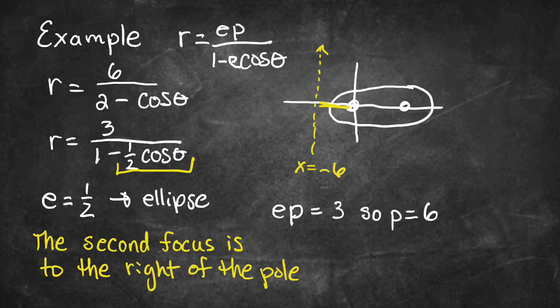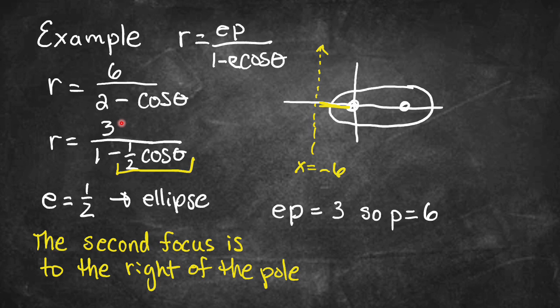Okay, let's look at an example of an ellipse. So we have the polar equation r is equal to 6 over 2 minus cosine theta. Now I have to put it in this form before I identify what my eccentricity is. So I have to make sure that this value in front is a 1 in the denominator. Right now it's a 2, so I'm just going to divide everything by 2.